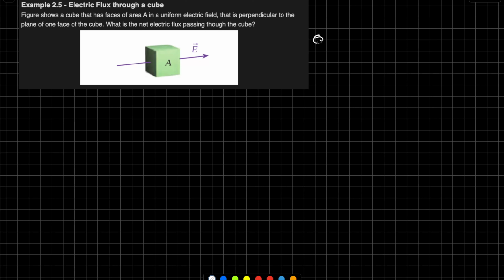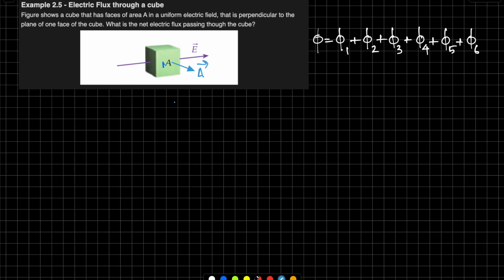Total flux phi equals flux through the first face plus flux through the second face plus flux through the third face plus flux through the fourth face plus flux through the fifth face and flux through the sixth face. So this is my face 1. Electric field vector is in this direction and area vector is perpendicular to the surface. You can't really draw it on a two-dimensional plane, but that's the direction of the area vector.